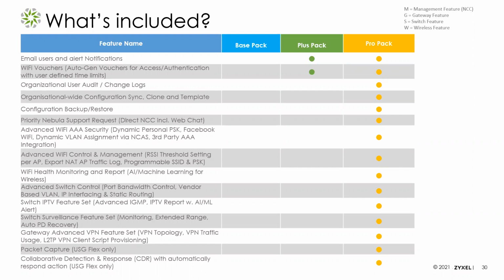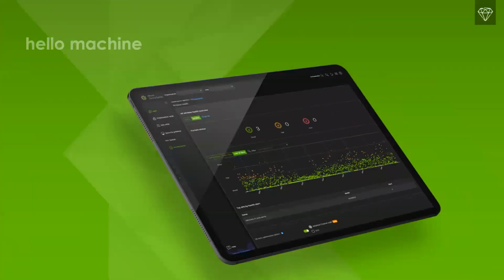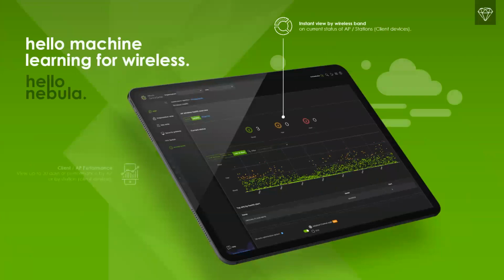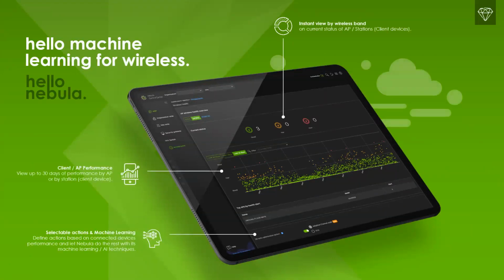So those are your differences between the different licenses. The ProPack licenses run about $30 per year per device. So, significantly cheaper than Meraki and some of the other vendors that are out there.